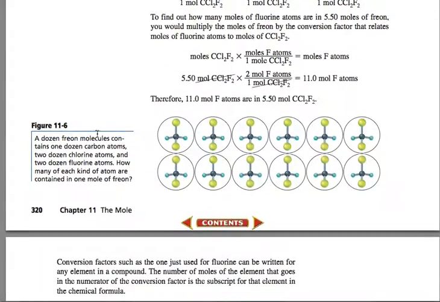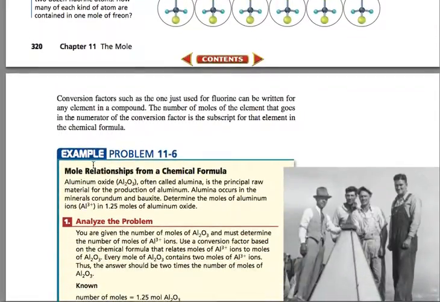A dozen Freon molecules contain 1 dozen carbon atoms, 2 dozen chlorine atoms, and 2 dozen fluorine atoms. How many of each kind of atom are contained in 1 mole of Freon? 1 mole, 2 moles, 2 moles, right? Conversion factors, such as the one just used for fluorine, can be written for any element in a compound.